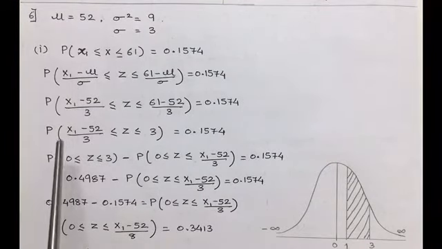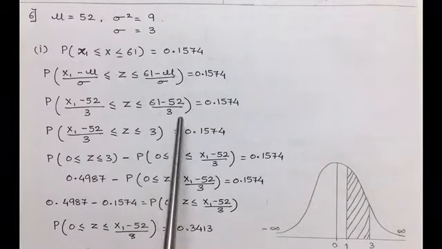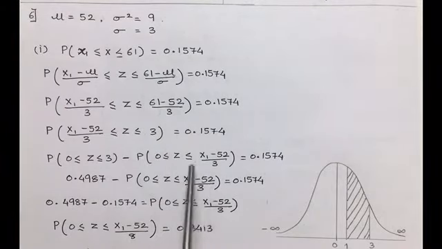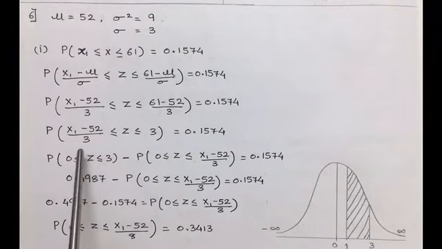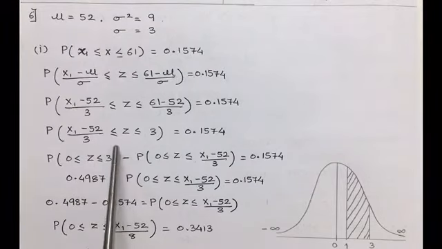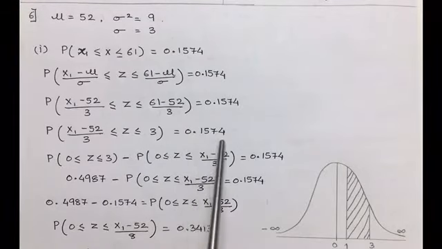In the first question, it is asked to calculate the value of X1. So before we calculate X1, we have to calculate the areas of 61 also, and then the X1 value will be calculated. So substituting the value, we get Z lying between X1 minus 52 divided by 3 less than or equal to Z less than or equal to 3 is equal to 0.1574.